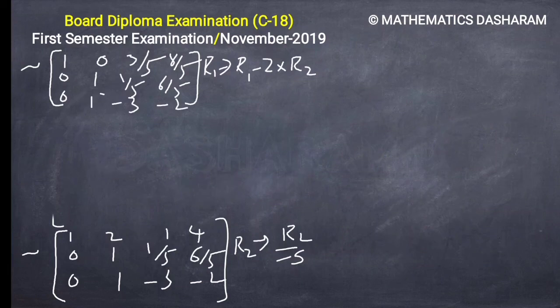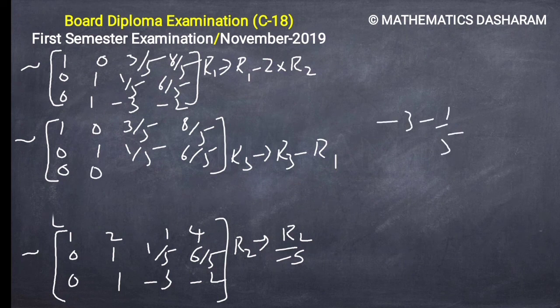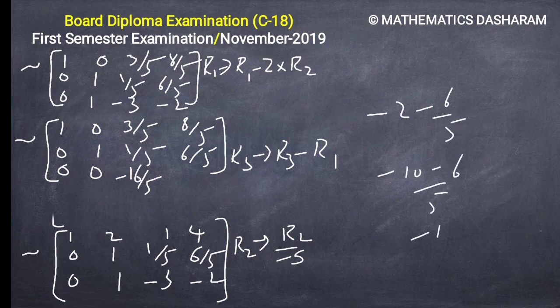So next we need 0 at this place. So for that, first of all write the first two rows as it is. So to get the 0 at this place, R3 replace with R3 minus R2. So 0 minus 0 is 0, 1 minus 1 is 0, minus 3 minus 1 by 5, minus 15 minus 1 by 5, minus 16 by 5. Next, minus 2 minus 6 by 5, minus 10 minus 6 by 5, so minus 16 by 5.